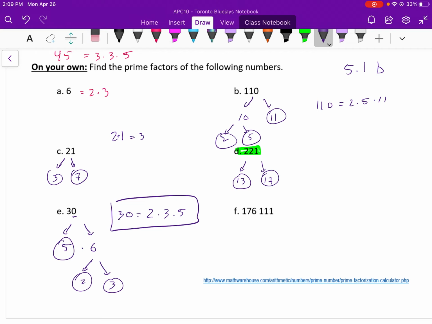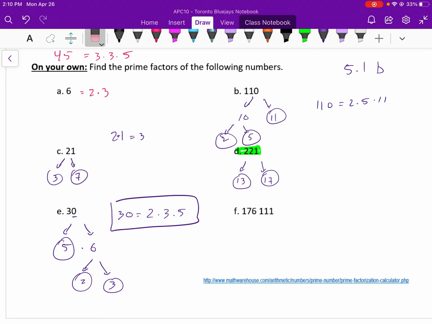7, I don't know. I just tried dividing it. Doesn't divide by 7, so 7 is not a factor. 9, if I add up all of those digits, they add up to 17. 17 is not divisible by 9. Therefore, 176,111 is not divisible by 9. 11? No. 13? Yes. Oh, this is just incredible.